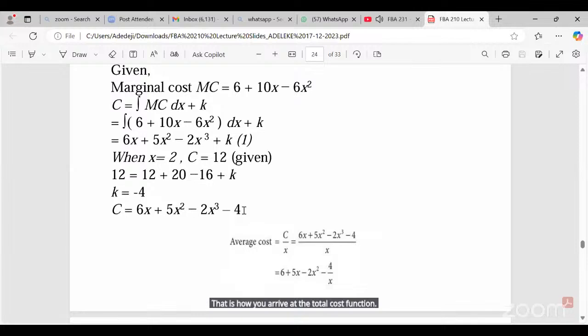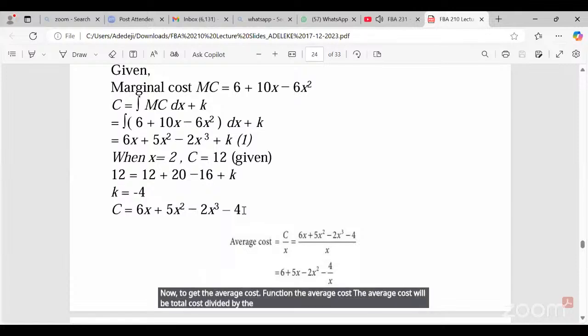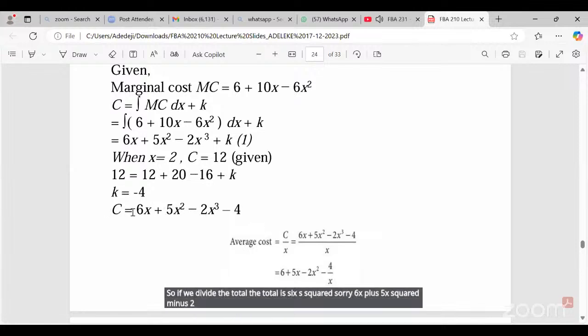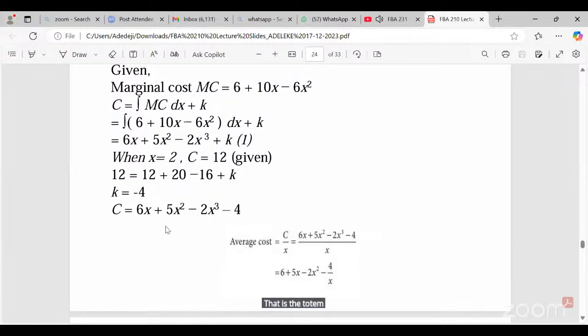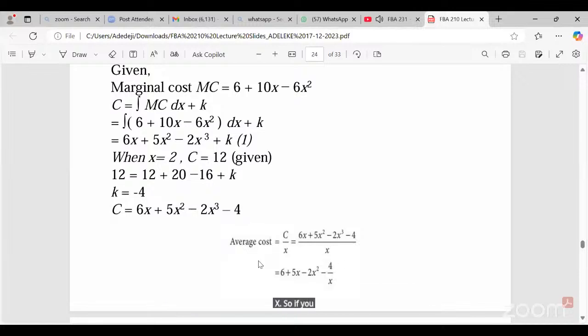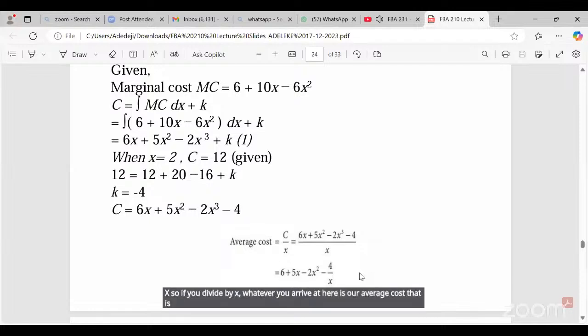Now, to get the average cost function, the average cost will be total cost divided by the number of units. X is the number of units. So the total is 6x plus 5x squared minus 2x cubed minus 4. We are now going to divide that total by the number of units, x. Whatever you arrive at here is our average cost.